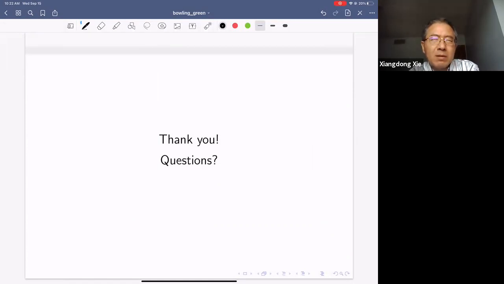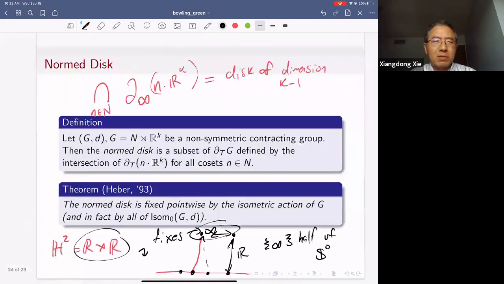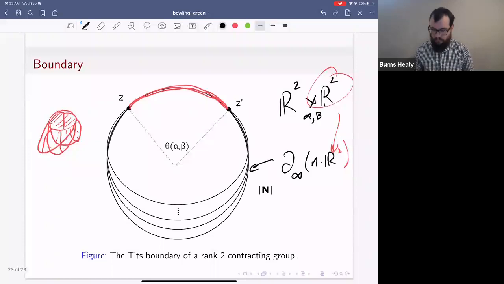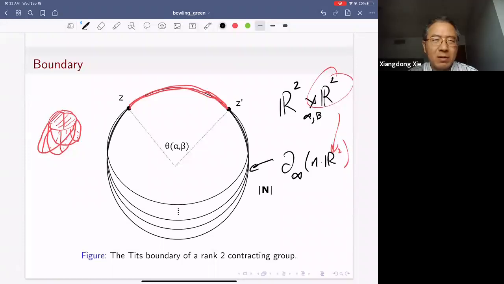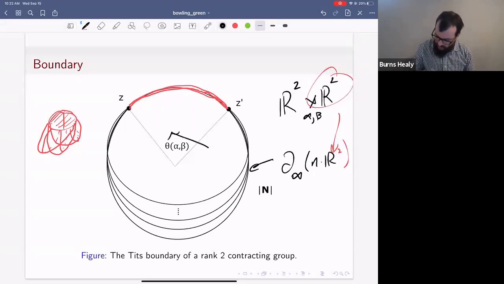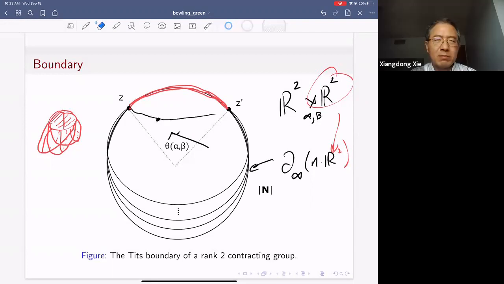About the Tits boundary, you have a picture and those spheres. They should also have some discrete points, right? Like as you imagine going out towards the limiting... I don't know. There's also some harmonic direction that should give you discrete points in the Tits boundary.